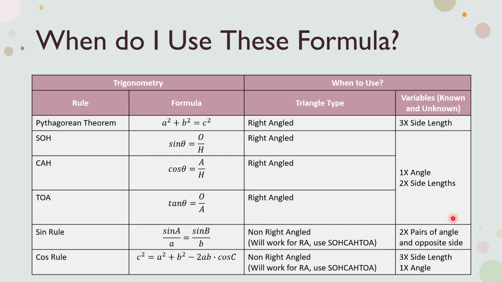For sine rule, again, we're looking at instances where we have two pairs of angles and opposite sides. So either out of those pairs, one of the angles is unknown or one of the opposite sides is unknown. For cos rule, non-right angled triangles, we have three side lengths and one angle where either one of the sides or that angle is unknown. Now, this is a lot of math to keep up in your head. We don't find any of this information in the data sheet. However, my advice is practice, practice, practice.